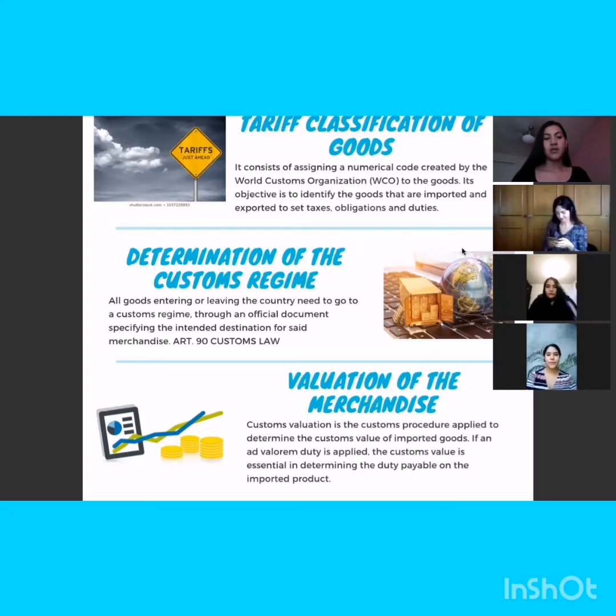The third customs regime is the fiscal deposit. The fourth one, the transit of goods, and this can be internal or international. And the fifth, it's preparation, transformation, or repair in bonded warehouse. And the sixth is the strategic bonded warehouse.